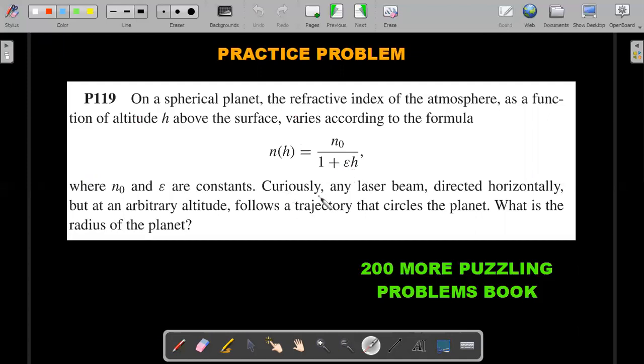So here, curiously, he says any laser beam directed horizontally at any arbitrary altitude. In our problem, there is only one particular height at which that special phenomenon happens. Here he's claiming that at any altitude it follows or circles the planet. For that to happen, from the given information, you are supposed to find the radius of the planet. I absolutely love this problem because the book gives 3 solutions, of which one is based on Huygens wave principles, second one is Fermat's principle, and third one is based on TIR. And you could say the fourth one is approximately my solution, which is not given in the book.